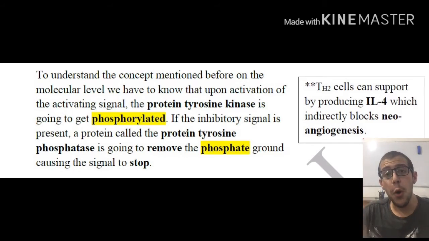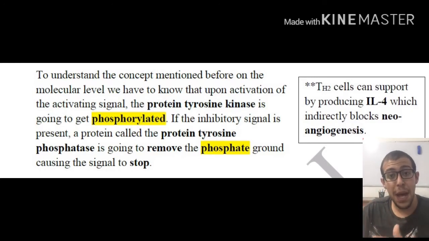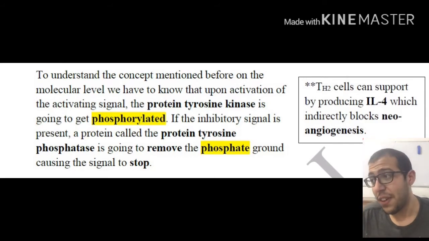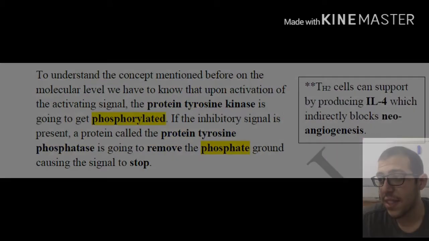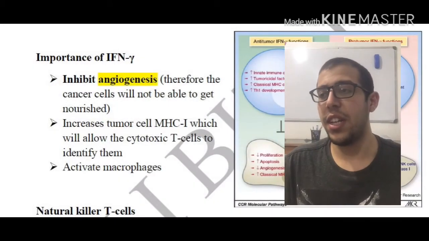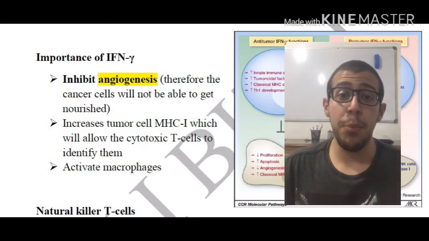Therefore, they're going to be removing the phosphate that was earlier leading to the activating of this pathway, and it is going to be stopping it. This is actually very fun. Th2 cells can support by producing interleukin 4, which indirectly blocks neoangiogenesis. I want to talk about this in more detail in the interferon gamma and the importance of it.